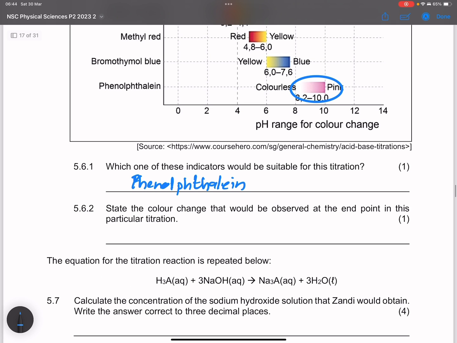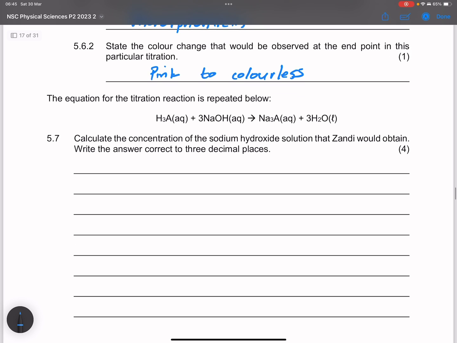And then they say state the color change that would be observed at the endpoint in this particular titration. Think about it. We're moving from a deeply basic solution and we want to titrate it. So it would move from pink to colorless, isn't it? So it would be pink to colorless.